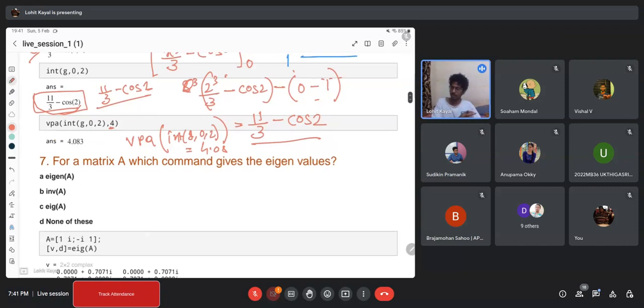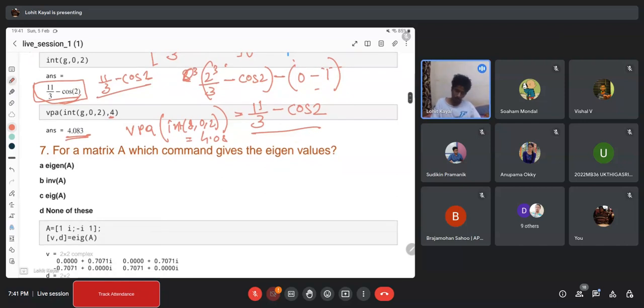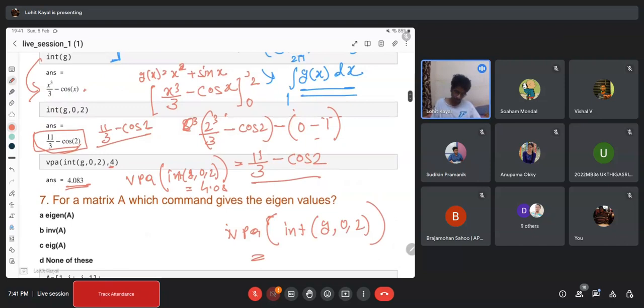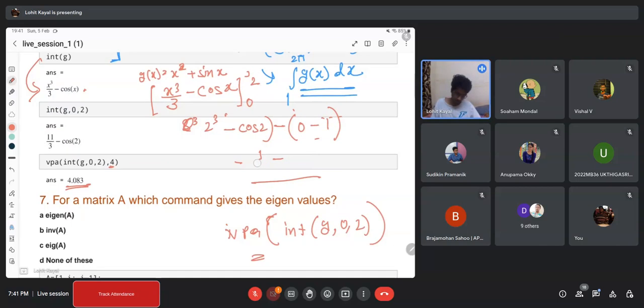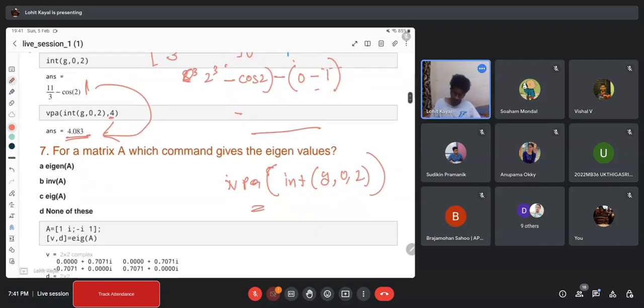If you go to the previous week's lecture, you will see that there is a discussion about this VPA. Here 4 is adding the precision. If you don't want to use precision, you are fine. MATLAB will use some default precision. You just do VPA of int of g with this limit, and it will give you the numerical value. So just remember that we are using VPA here to convert this symbolic value to the numerical value.